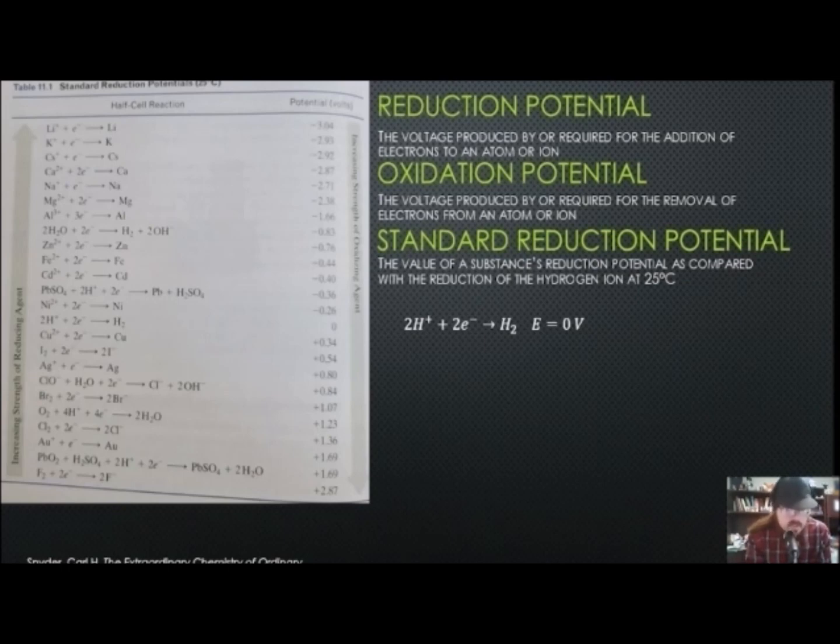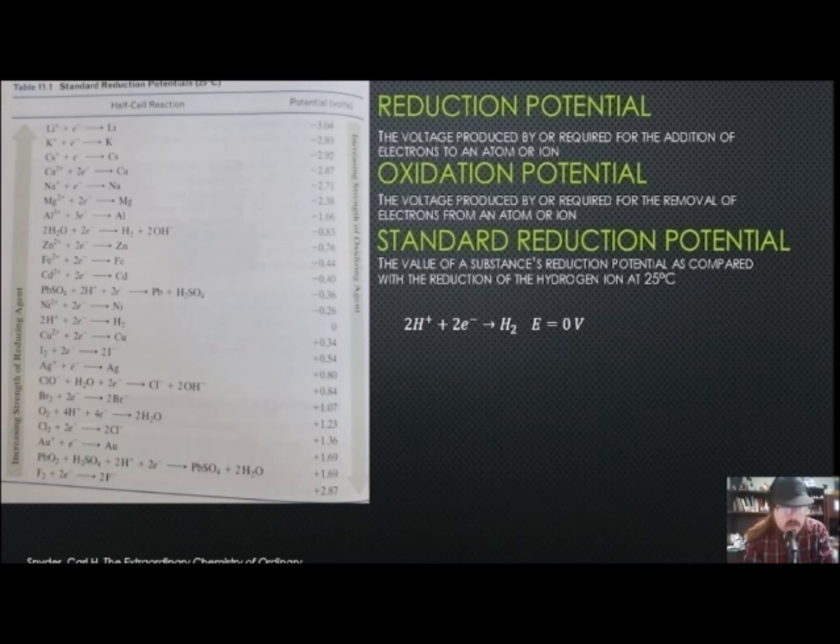As long as the temperature is the same, only positive voltage reactions will occur. Only ones where they have a net positive voltage. More positive means more potential, which means there's a greater driving force to acquire electrons. The larger the standard reduction potential, the stronger the oxidizing agent. The smaller the reduction potential, the stronger the reducing agent.